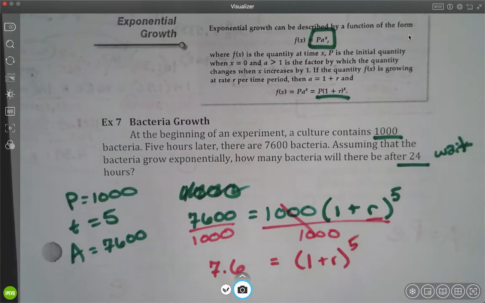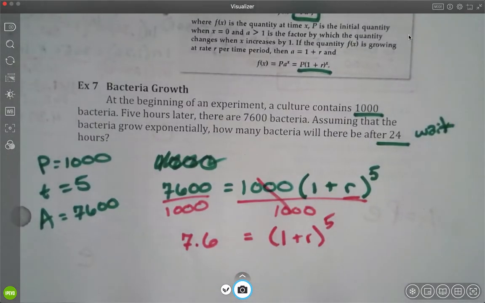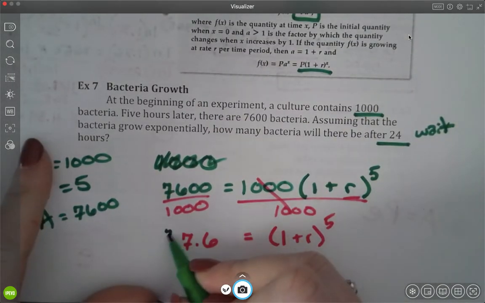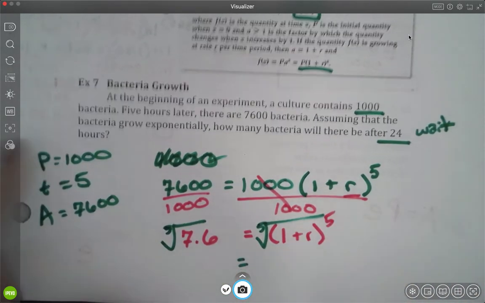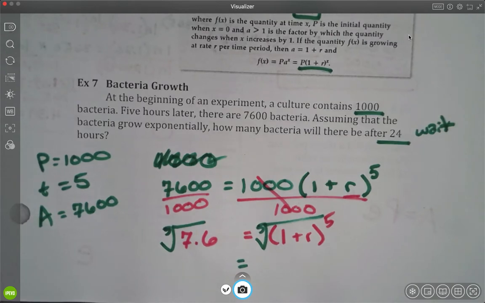Now I need to get rid of the 5th power, so I'm going to take the 5th root. You're going to need a calculator for that one. What is the 5th root of 7.6? Because I don't know what times itself 5 times will give me 7.6. Do you guys know how to do 5th root on your calculator?